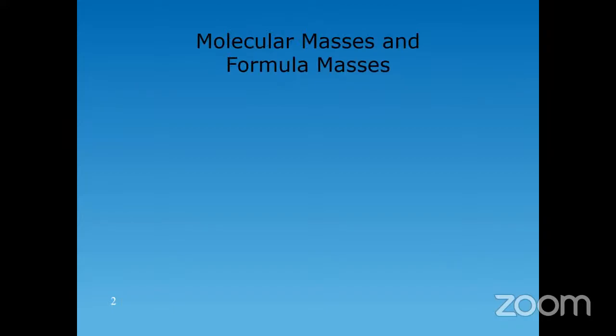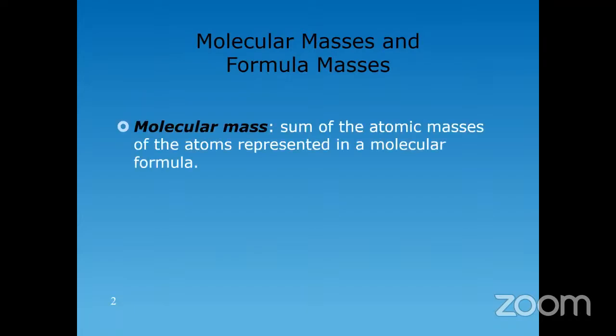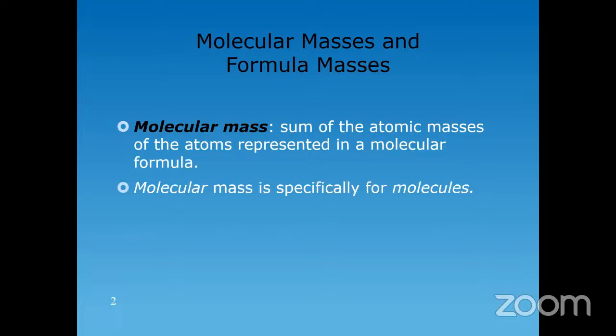But before we get into the actual stoichiometry, of course, we need to review a couple of things that you should have known before. So I'm going to go through this rather quickly. The whole concept of molecular masses and formula masses, very simple concept. The molecular mass is the sum of all the atomic masses of the atoms represented in a molecular formula. And this term is specifically used for molecules.